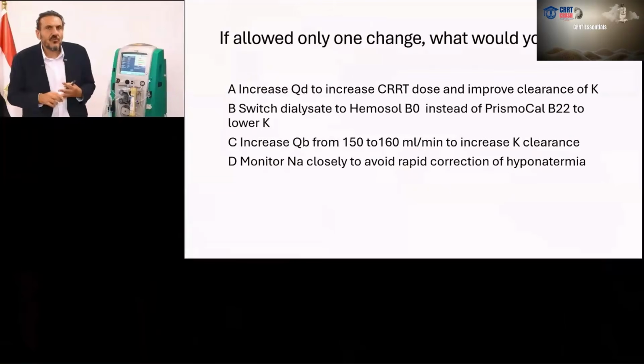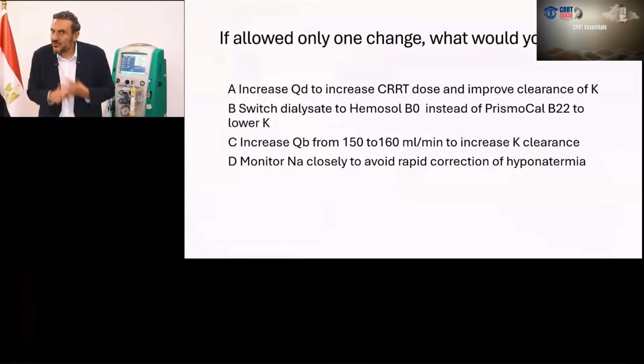B, switching dialysate to Imosol BO. Imosol BO or dialysate are normal CRRT solutions. Remember, they have calcium. And if they have calcium, you're going to introduce calcium to the circuit, you end up with clotting. They're also high bicarbonate solutions, so you end up with alkalosis. So B is not the right answer.